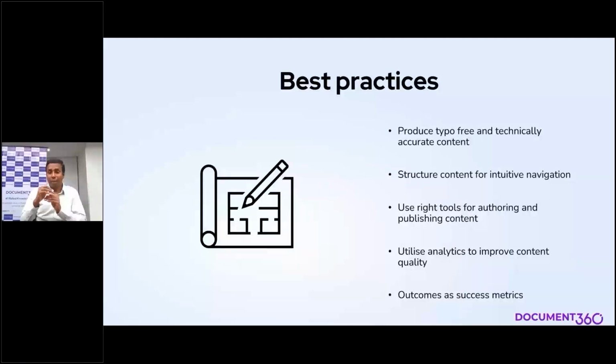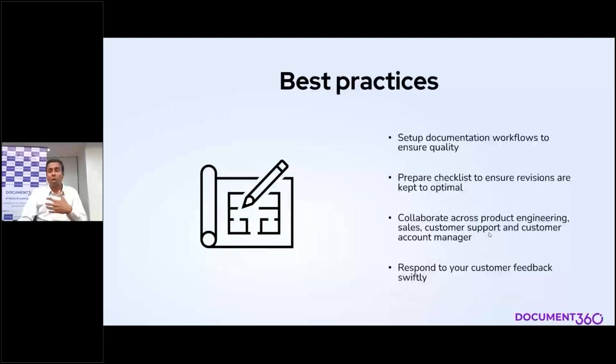Structure your content for intuitive navigation. More importantly, structure your content from the customer perspective. Use the right set of tools for authoring and publishing content. And this tool should provide you the freedom to do all your activities around that knowledge base life cycle. And more importantly, use analytics to improve your content quality. Very important as well. And make sure you have your success metrics based on outcomes, not on outputs.